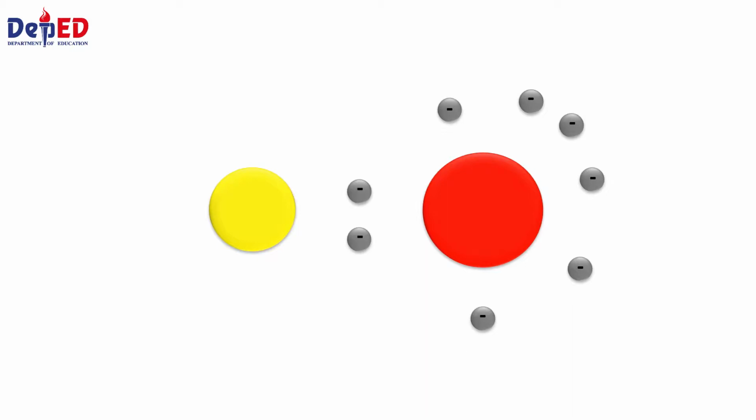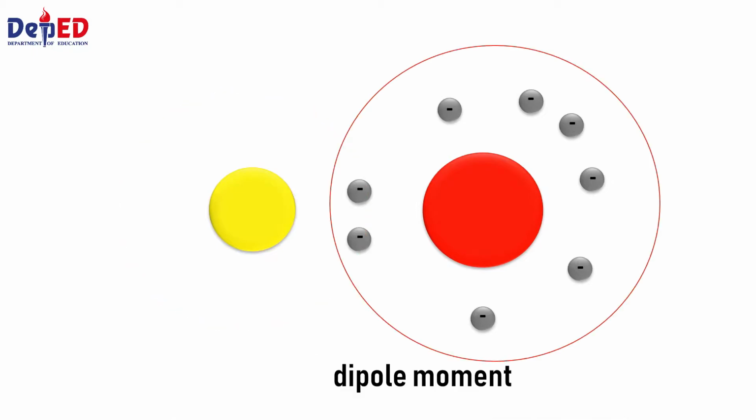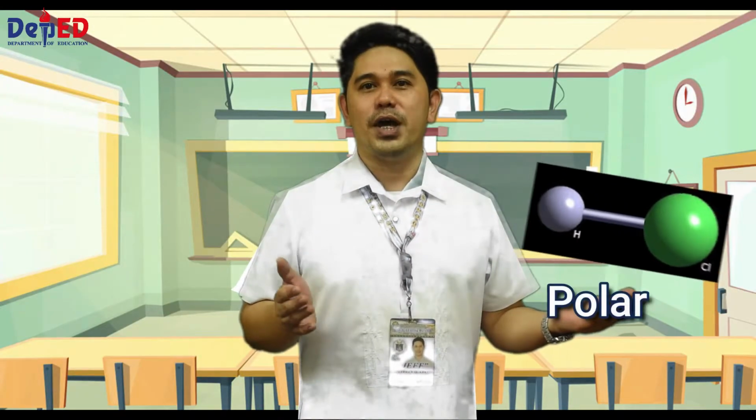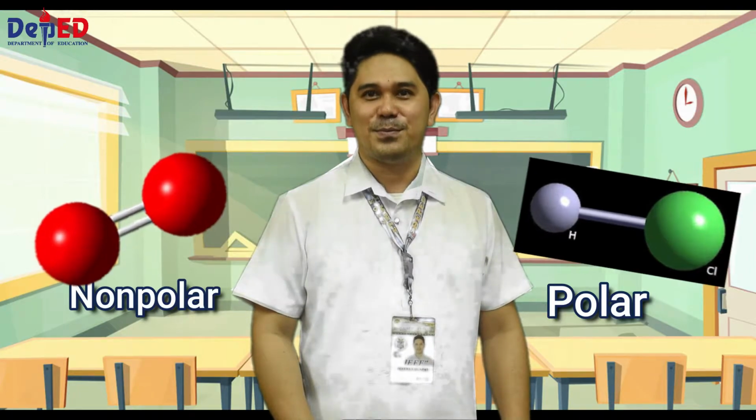It creates a dipole moment, or separation of positive and negative charge. We use these symbols for labeling the partial positive and partial negative sides. We also use an arrow that points from the partially positive to the partially negative side. Whether a molecule is polar or non-polar greatly depends on its molecular structure or shape.